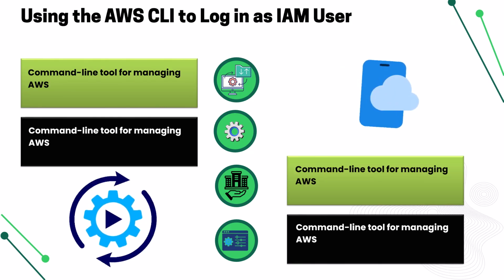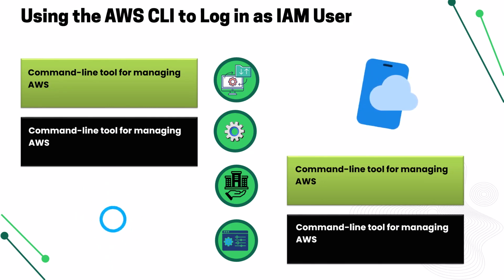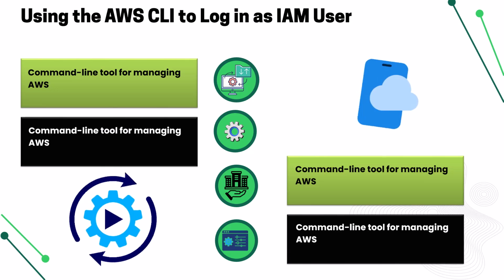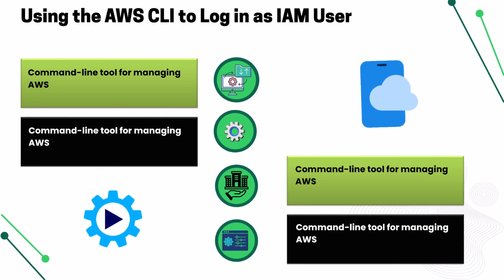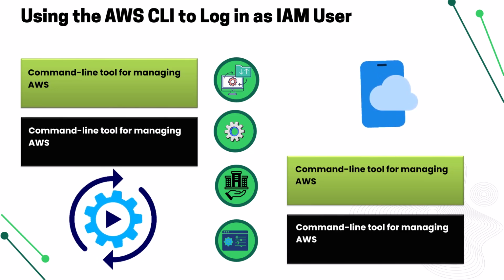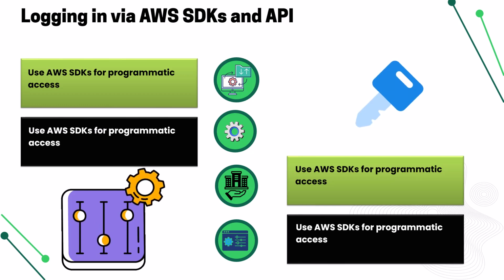CLI is for the power users. Instead of clicking around, you can log in and manage AWS via commands. It's perfect for automation and scripting, but remember, wrong inputs can cause chaos. So proceed carefully. Alright folks, let's dive into logging in via AWS SDKs and API.